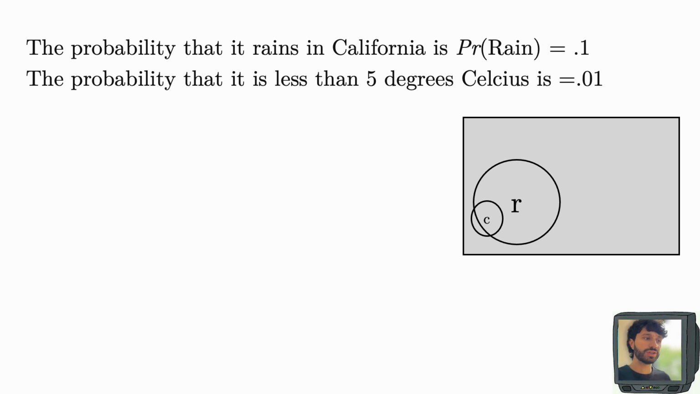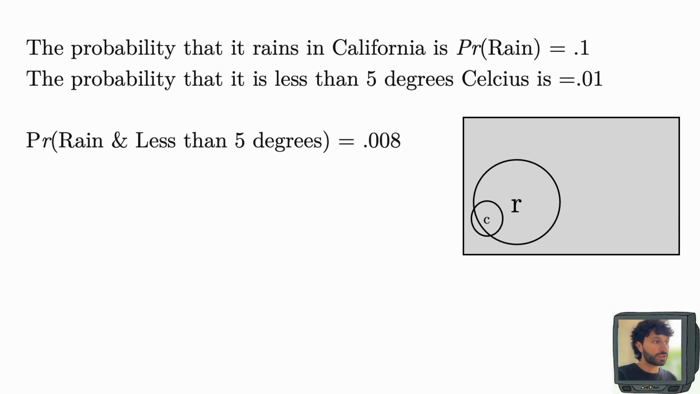So note that part of the C circle is inside R, which means that it rains and it's less than 5 degrees Celsius. And part of the C circle is outside, so it's less than 5 degrees, but it doesn't rain.